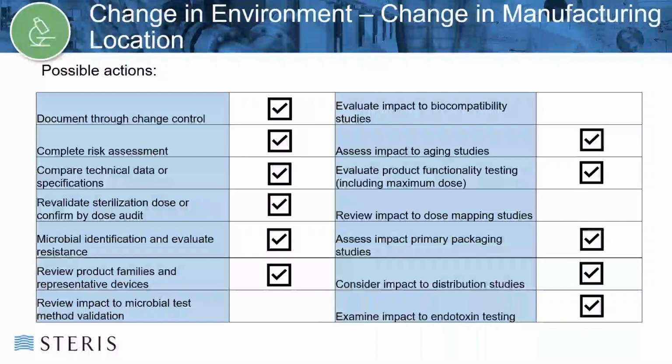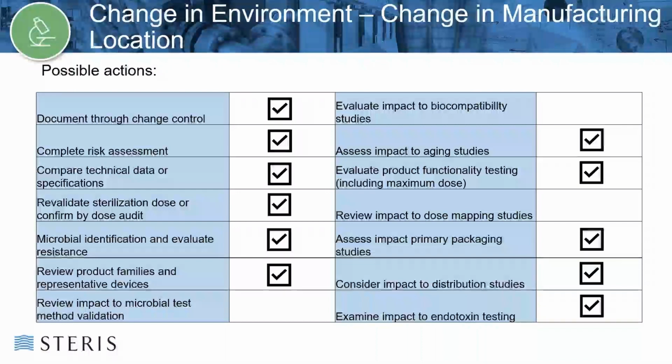Based on the evaluation of the impact, revalidation of the sterilization dose or confirmation through dose audit may be necessary. Microbial identification and an evaluation of resistance from testing may also provide insights on whether revalidation is needed. Given the potential for change in bioburden numbers and types, a review of product families and any representative devices is important to ensure the product families and the representatives are still appropriate.